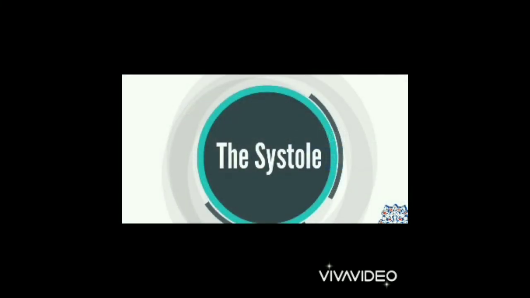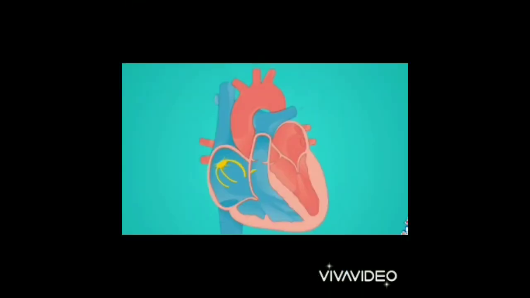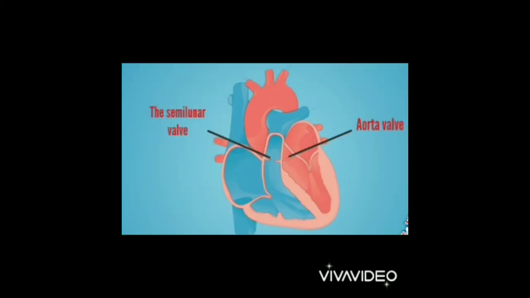The systole. During the systole period, the right ventricle fills with blood transported from the right atrium. The left ventricle also fills with blood transported from the left atrium. Fiber branches carrying electrical impulses send impulses to the ventricles, causing them to contract. This causes the atrioventricular valves to close. The semilunar valves, located between the pulmonary artery and the right ventricle and between the aorta and left ventricle, open.